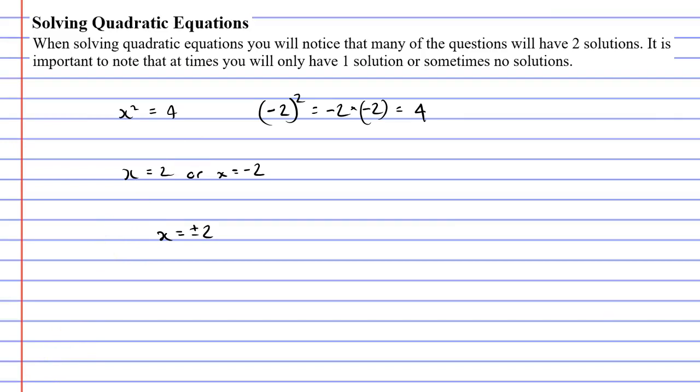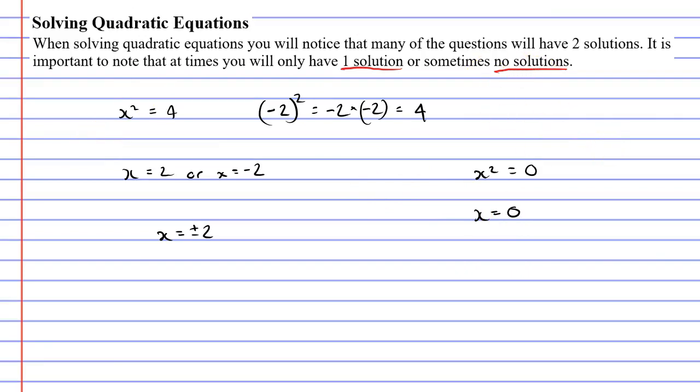Now, some of you might be thinking to yourself, well, if we have two solutions, in what kind of situation would we have just one solution or no solution? Well, I'll give a couple of examples of that. Let's say we had x squared equals 0. For this one, you only have one solution. X would equal 0 because you can't really have positive and negative 0. That's the example of having one solution.